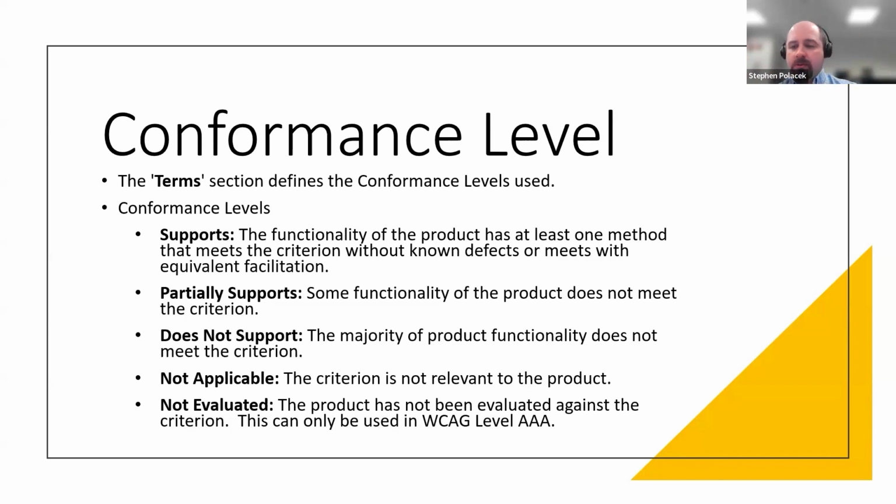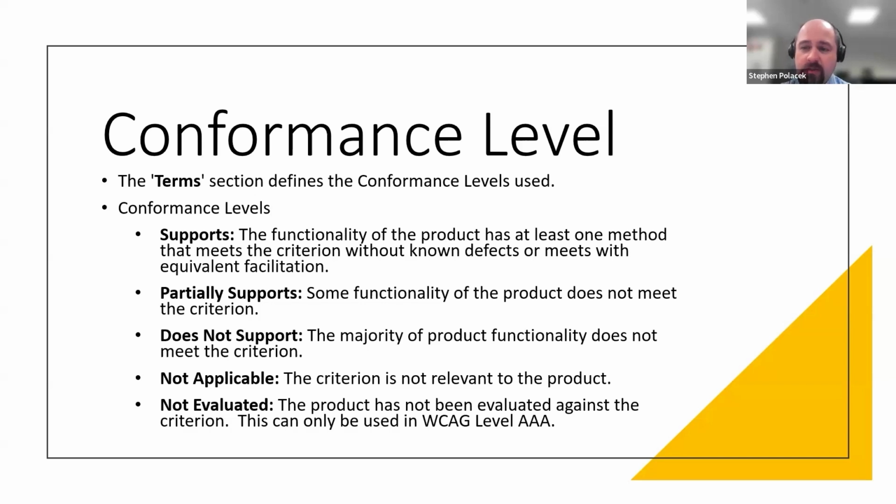Then there's not applicable. So the criterion is not relevant to the product. Usually you see these with video and audio media. If the product doesn't contain any of that, they might mark those as not applicable because the product is not supposed to host that kind of content, or they use a third party like YouTube in order to host that content. So they might try to mark that as not applicable. And then finally, not evaluated. So the product has not been evaluated against this criterion. This can only be used in WCAG level AAA.